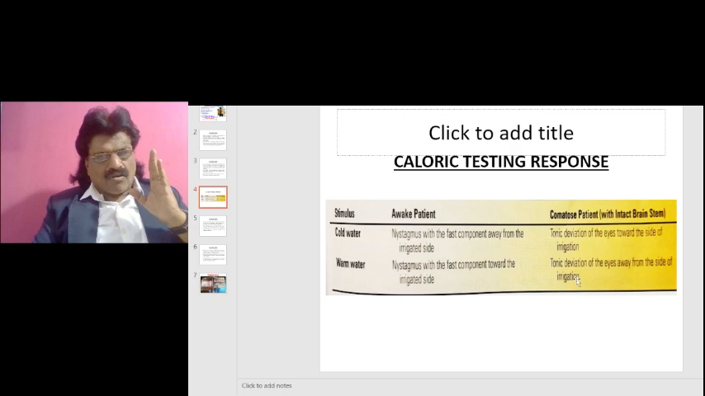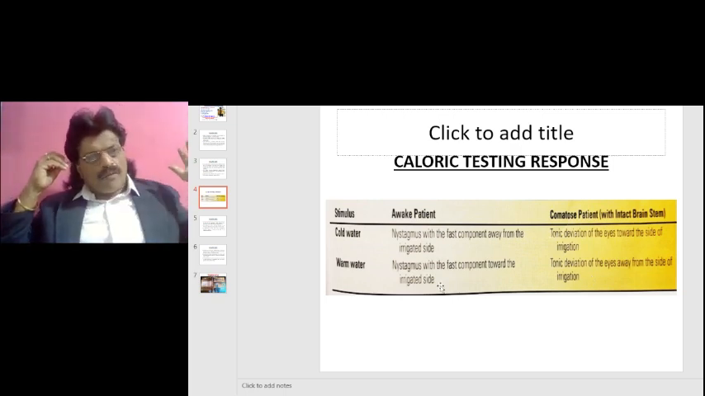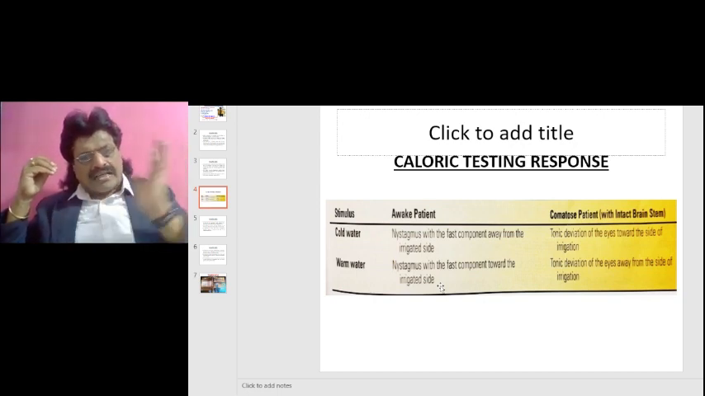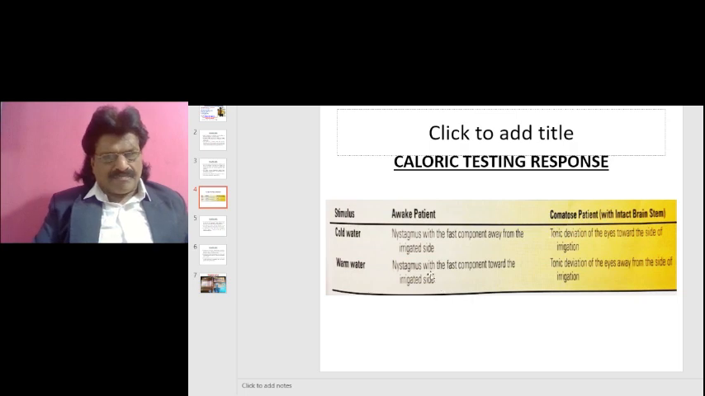So now what happens in the compensatory phase? The cortex, that is the frontal eye fields area number 8, will push it back through a saccadic jerk. So there is a nystagmus with fast component towards the irrigated side. That is an awake patient. So these are the fundamental concepts we need to understand.